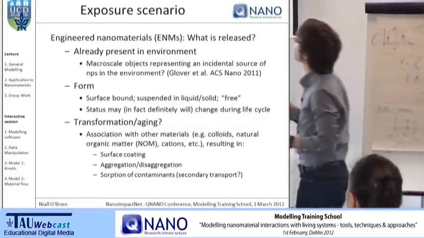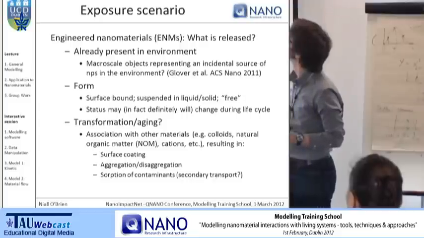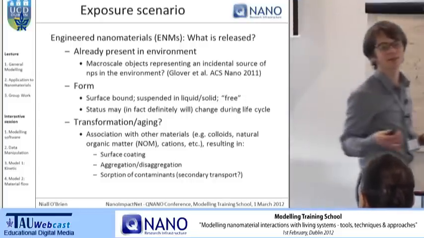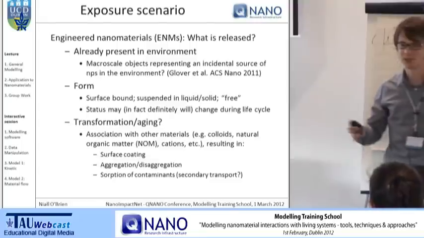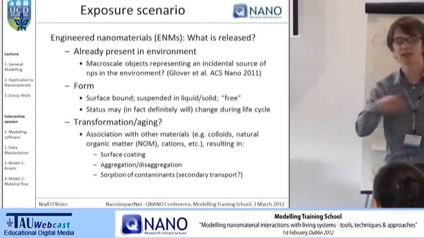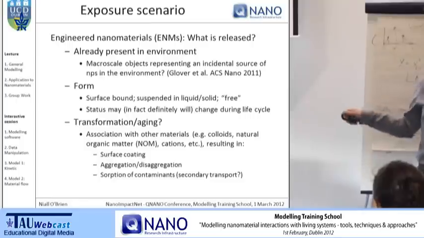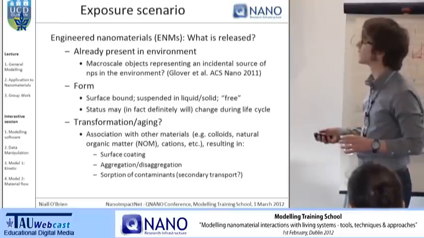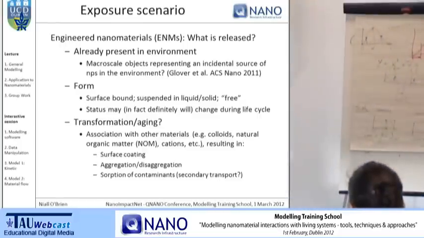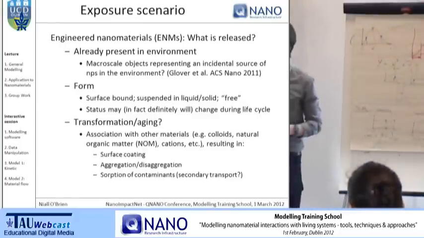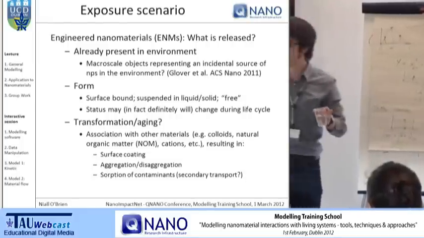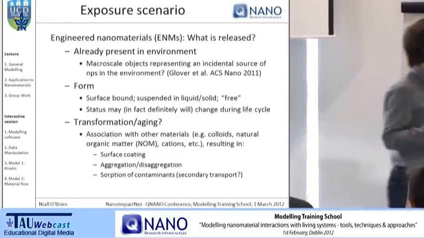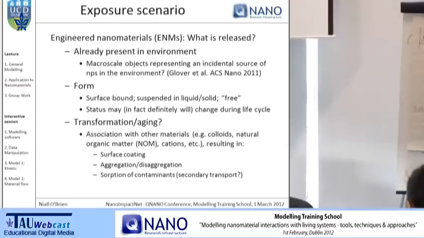So we have to think, what is released? What form is it released in? So we have titanium, silver, iron oxide, lots of different materials. But how is it released? What form is it released in? Like in a product, it could be surface bound, it could be suspended in liquid or solid, it could be free, little particles doing their own thing. So it can be held in many different forms.